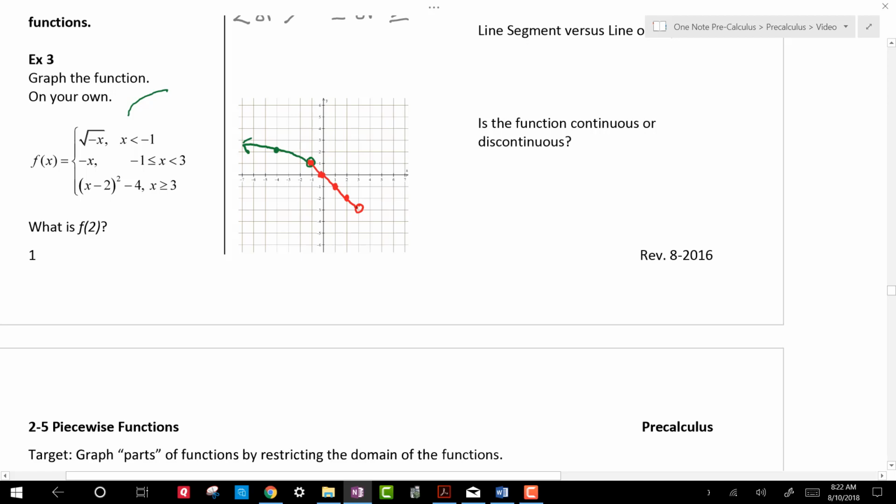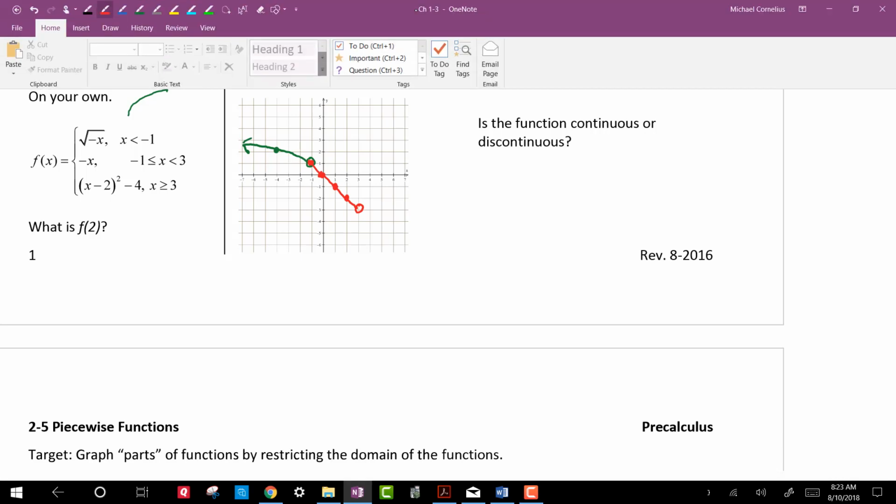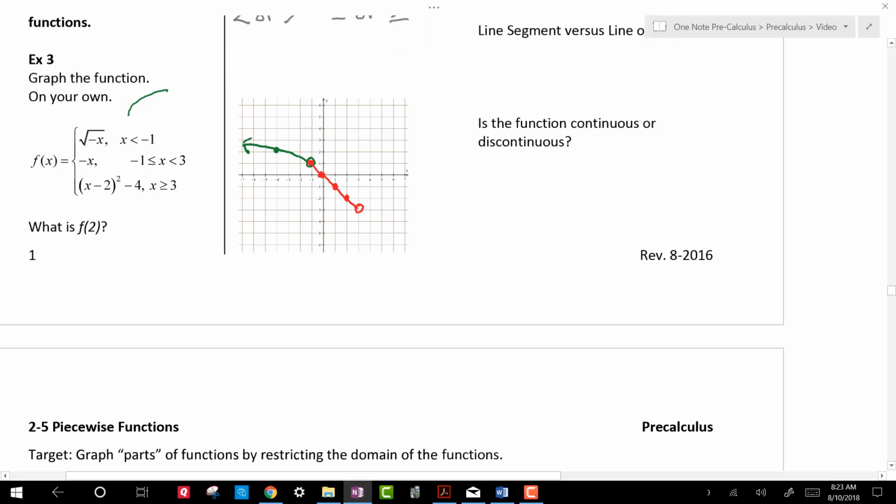My last one is a parabola. So let's switch colors here again. We'll see what we can do here. Now I'm graphing a parabola that has a vertex at 2, -4. So the first thing I'm going to do is I'm just going to put that on the graph. So 1, 2, and 1, 2, 3. So that parabola would normally be starting right there. There's no stretch, no reflection. So this is a normal parabola, and I'm supposed to graph from x greater than or equal to 3.